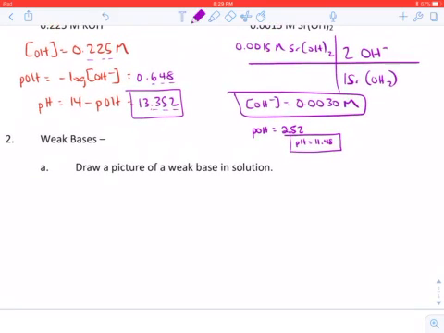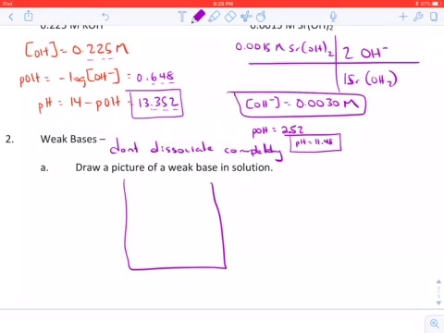Now, when we do weak acids and weak bases, these guys don't dissociate completely. Right? So they don't break apart completely in solution. In fact, they hardly break apart for the most part. So if we have a weak base, I'll draw our little picture here. Let's pick one like ammonia. Nah, ammonia's kind of tough. Let's pick copper 2 hydroxide.